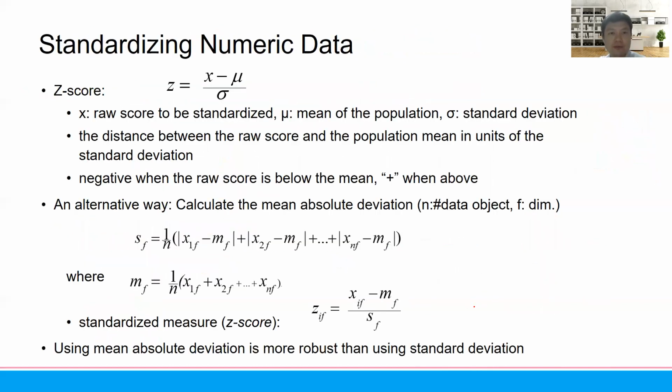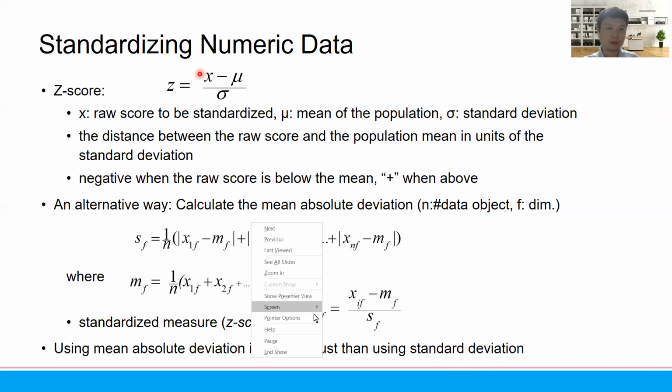In the case of the numerical data, usually there is kind of a gap. So some data has a gap, and in order to minimize the gap, we can use standardization. One of the good standardization measures is the Z-score.